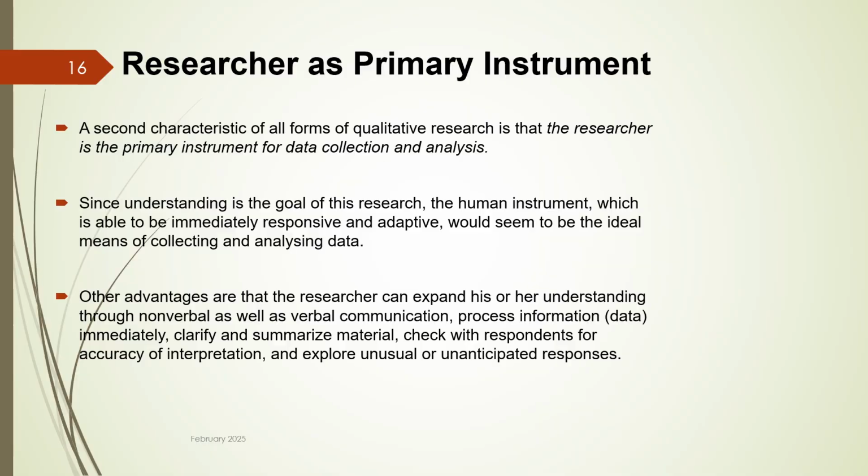The second feature of qualitative research, as we said, is the researcher as a primary instrument for data collection and analysis. A second characteristic of all forms of qualitative research is that the researcher is the primary instrument for data collection and analysis. Since understanding is the goal of this research, as we said, focus on process and understanding, the human instrument, which is the researcher, who is able to be immediately responsive and adaptive, would seem to be the ideal means of collecting and analyzing the data.